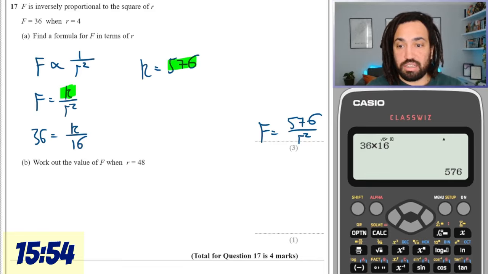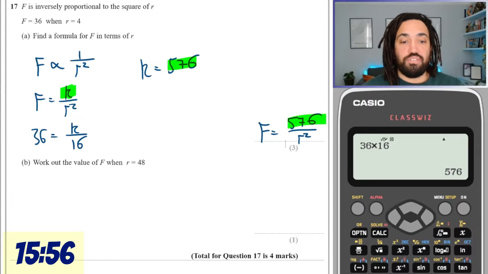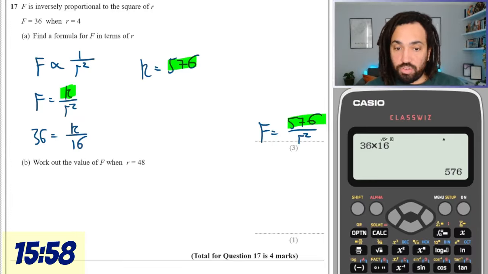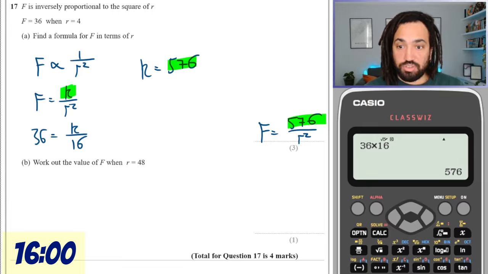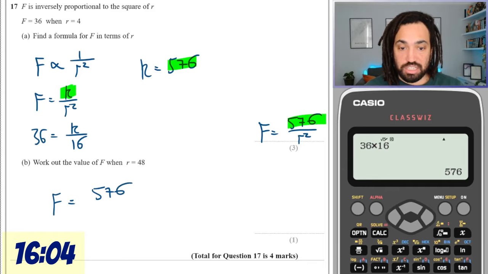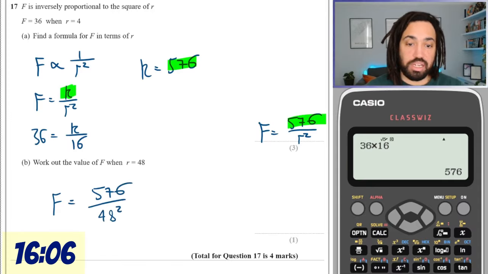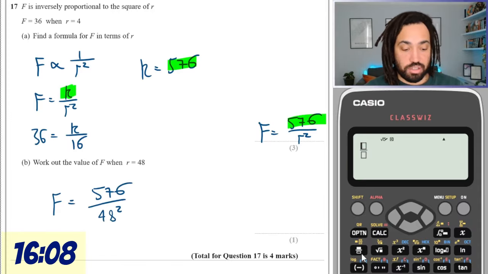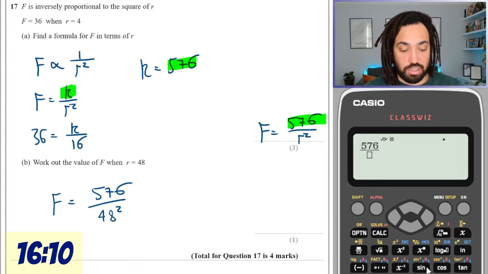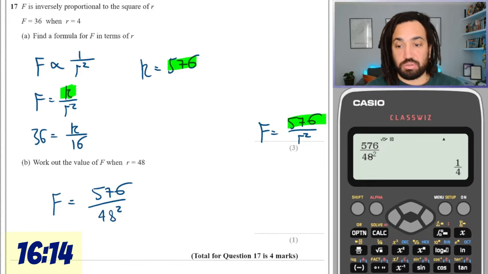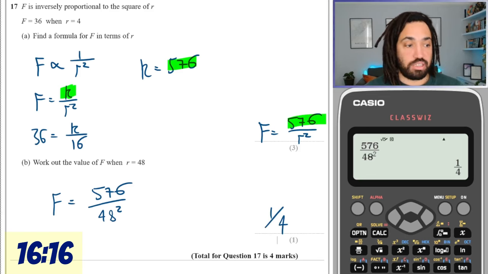Find the value of F when r is 48. Okay, so F is equal to 576 over 48 squared. So 576 over 48 squared gives us a quarter. Perfect.